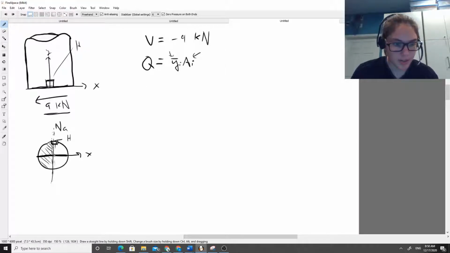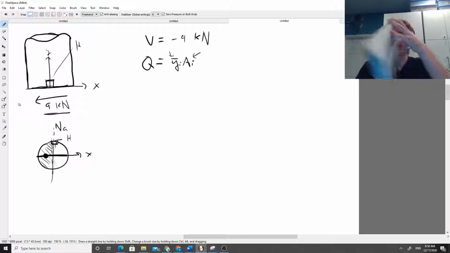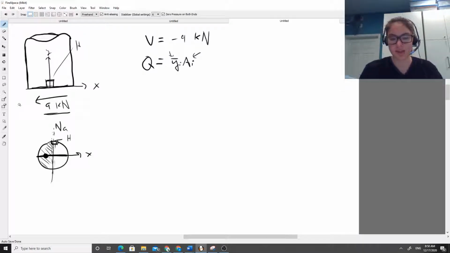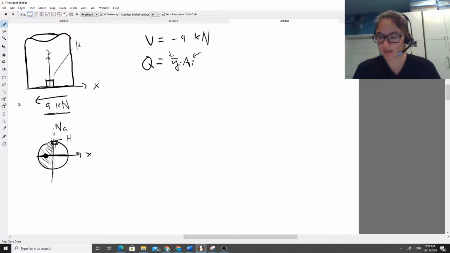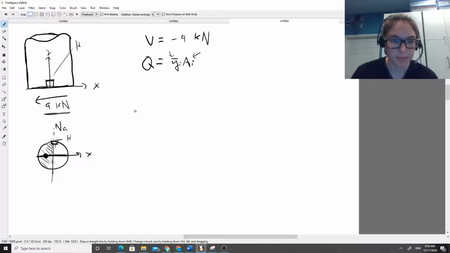What's y bar here? Well, it's the distance from the neutral axis to the centroid of this area. So the centroid is going to be somewhere right here. If you want to find the equation for the centroid of a half circle, you can just look it up in your Mechanics of Materials textbook. It's in the very back. I actually forgot it, so I'm going to do that right now. In the very back, we have the centroid for a half circle, and it is given by 4r over 3 pi, and that's the distance we're looking for.